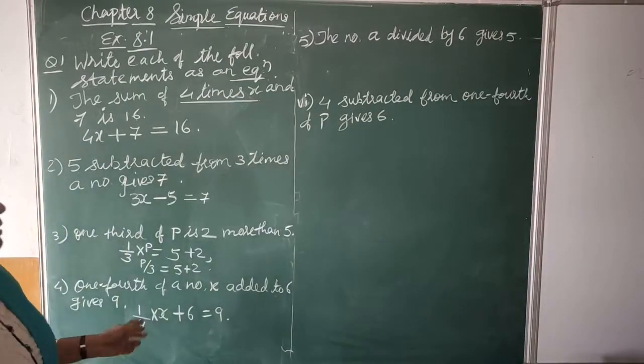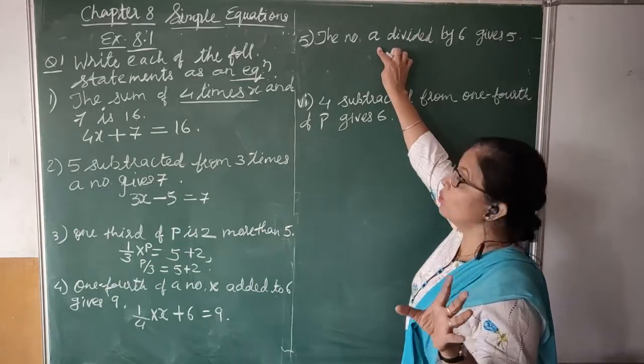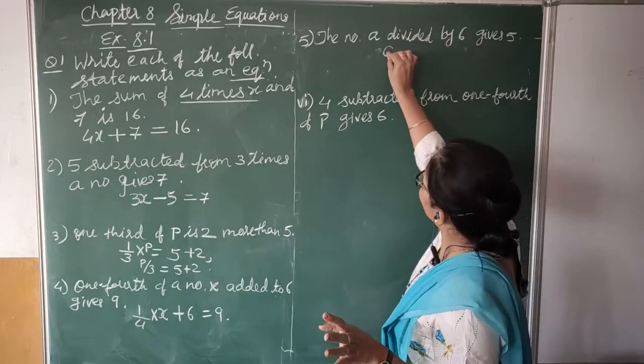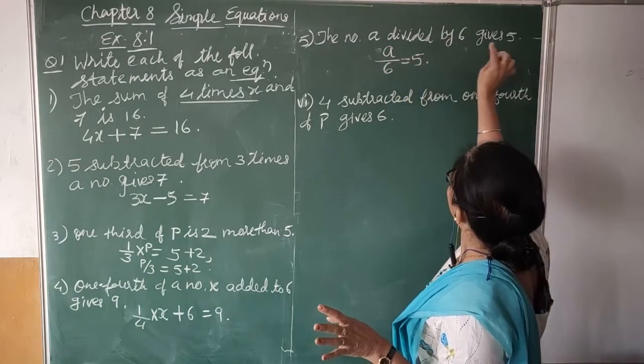So simple. Let's see this one. The number a, what is the number given now? A is the number divided by 6. So a divided by 6 gives 5.